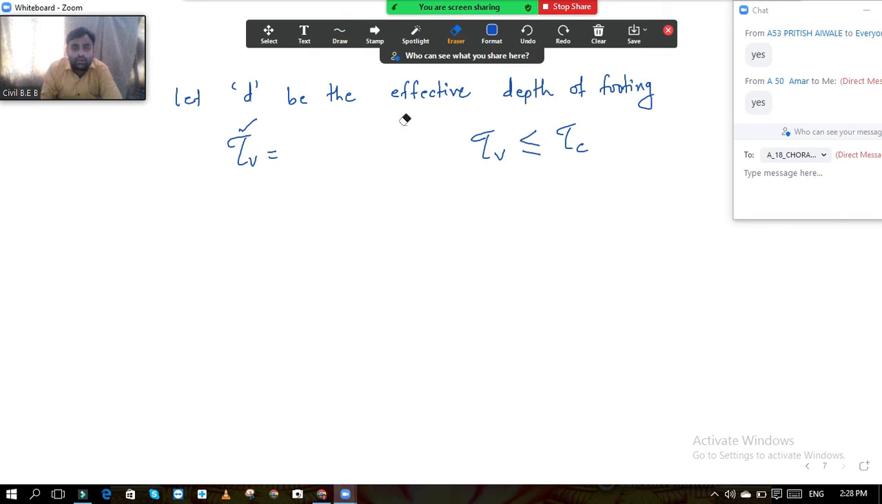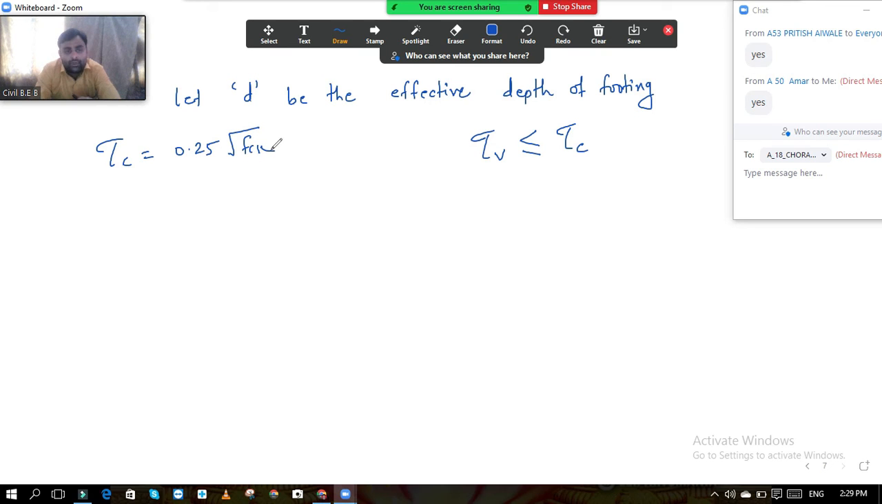Okay, this tau v is the nominal shear stress which is getting developed in that member. It should be less than or equal to the permissible shear stress, so the permissible shear stress is tau c. And in the case of footing, IS code says how to calculate this tau c. In the case of footing, in the IS code to calculate the tau c, the formula is 0.25 under root fck. Only the single formula is there.